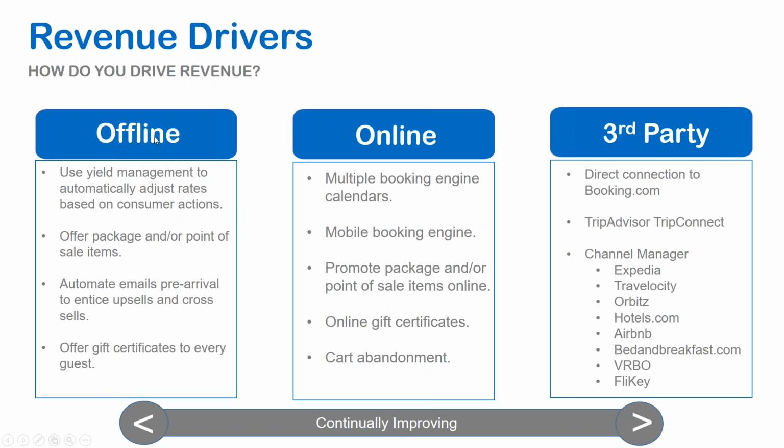I've got 3 different revenue driver buckets of how to drive revenue: offline, online, and third party. So let's go through these a little bit. As it relates to offline revenue, there is a feature in rezStream Cloud known as yield management that allows you the ability to automatically adjust your rates, okay?